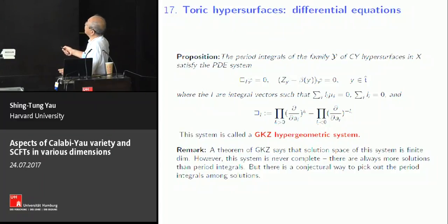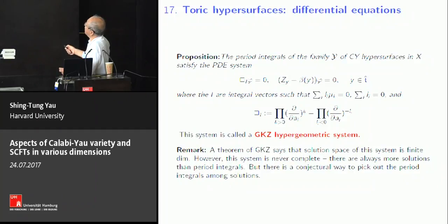So it satisfies this box operator operating on the period equals 0. And the box operator is defined in the following way. It's equal to this, where the L's are integral vectors such that summation I, L, I, mu I comes from the Wick vector, and summation I, L, I equals 0. So this defines a large family of holomorphic partial differential operators.